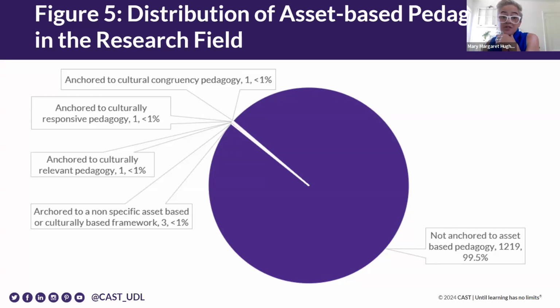But as you can see, most of the 2.2 research was not aligned with any asset-based pedagogy, but a very small handful was. In that very small handful, one couched their work in culturally responsive pedagogy, one couched their work in culturally relevant pedagogy, and one used cultural congruence as an asset-based framework. Then there were three that in every way were asset-based pedagogy without anchoring to any specific work.